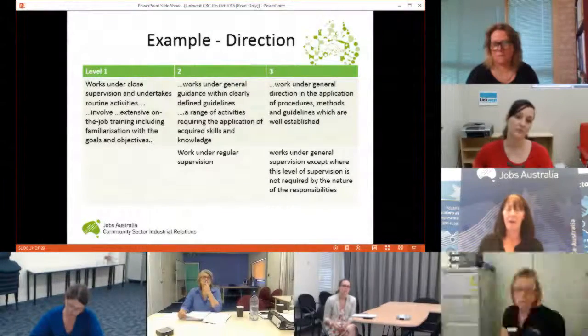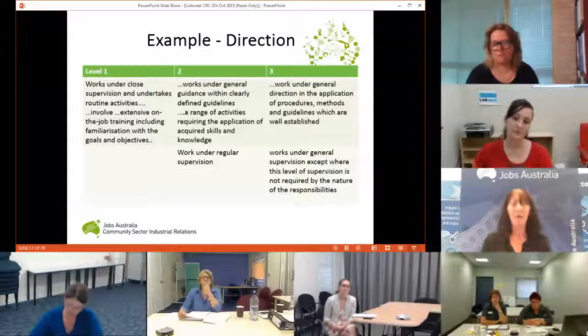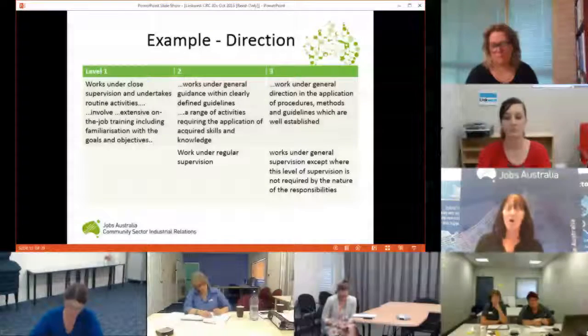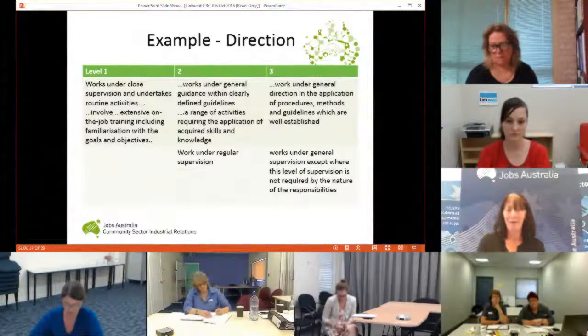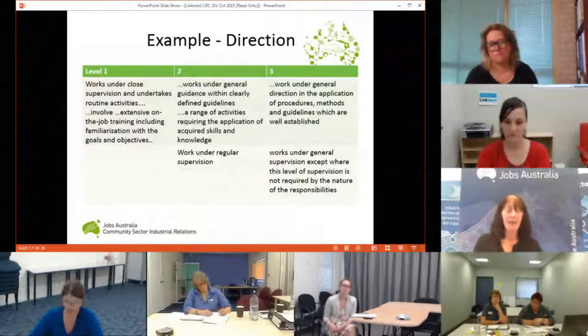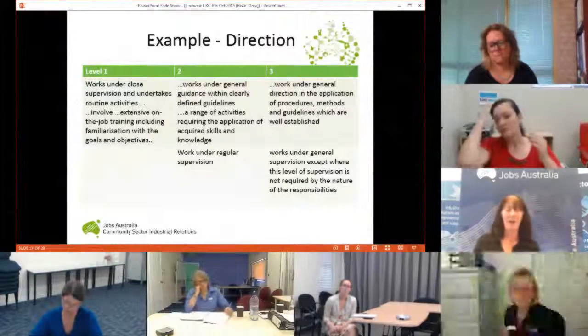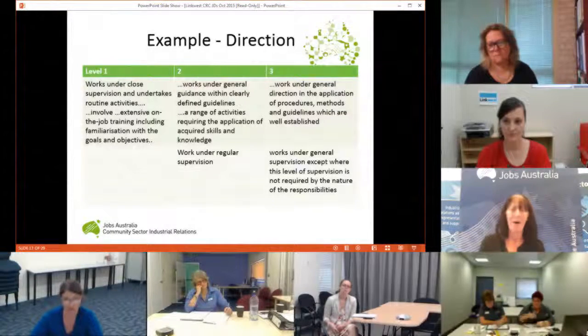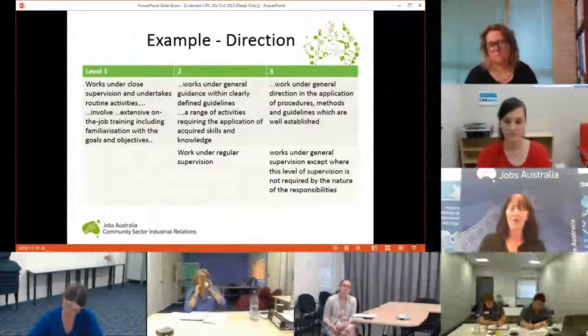So if you think of it this way, and not necessarily, but this is just an example, someone who's a trainee would work what we would call under close supervision. So really you'd be sat there beside them, you'd be guiding them along, you would be instructing them how to do that job. Whereas a level 2 you can see, and these are direct quotes taken from the award, they work under general guidance within clearly defined guidelines. So really, there might be a handbook that tells them how to do the job or how to process a particular part of the job. At a level 2, they should be able to work under general guidance and look at the book and know how to do those things.